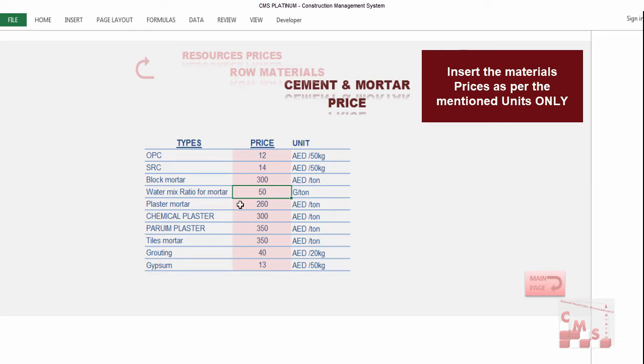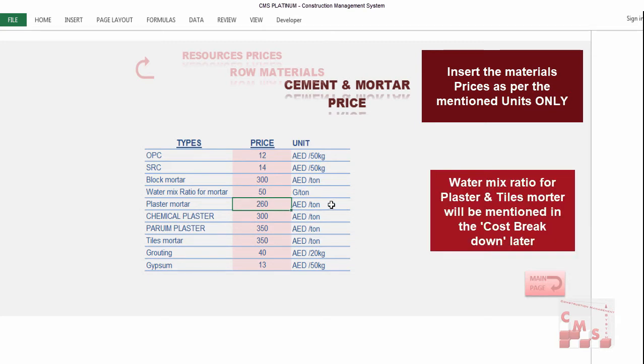The same also for plaster mortar. We will put the price here per ton. Chemical plaster, also put the price per ton. Barium plaster, if you are using barium plaster, you will add it here also per ton. The tiles mortar, which is the tile glue, you will add here also per ton. It's used for adhering the tiles on the walls.